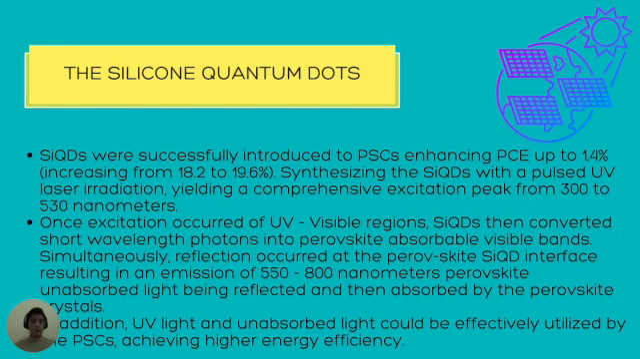So the silicon quantum dots were successfully introduced to the actual solar panels themselves, which increased the potential from 18.2 to 19.6% depending on the solar panel itself.